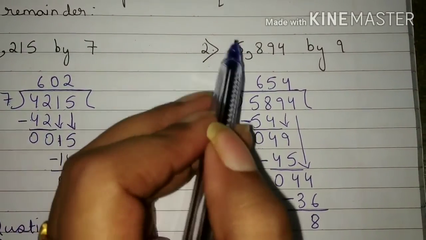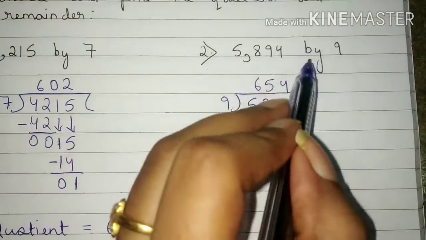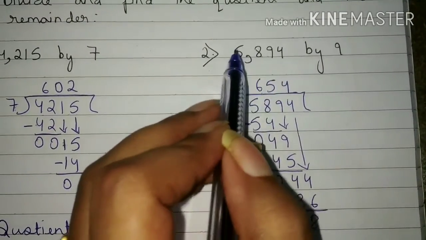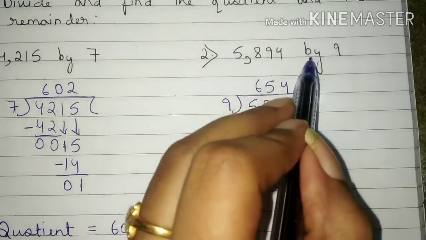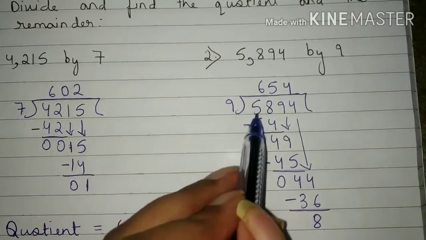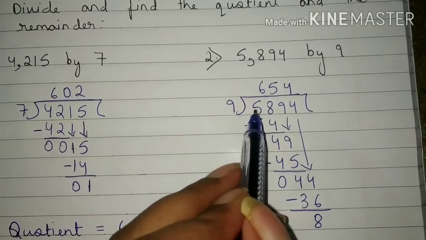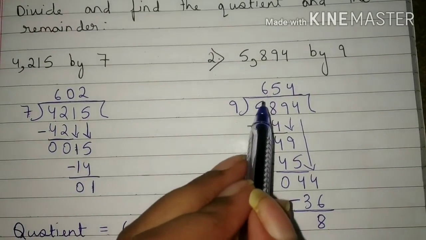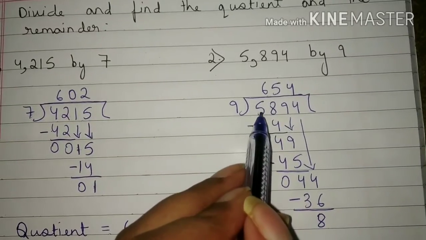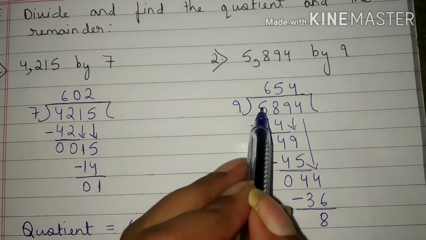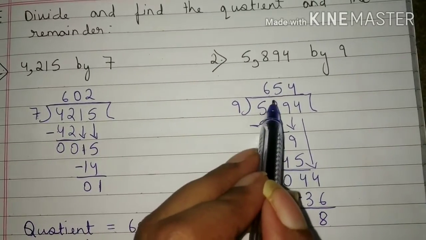Second question, 5894 by 9. Students, in this question we have to divide 5894 by 9. So we will write 5894 here and 9 here. Students, here first digit is 5. 5 is less than 9. So we will consider next digit, that is 8.